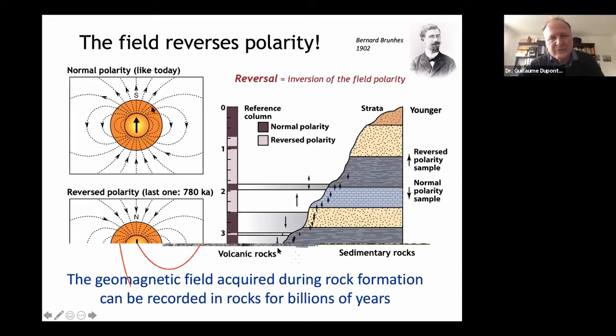Okay, so if you are in a normal polarity, like today, you would get... this is actually wrong, this figure. This should be the reverse polarity, where the South Pole is to the north. So this has been flipped somehow. Sorry, this is a bit confusing, but this should be the normal polarity. So let's look at this one.